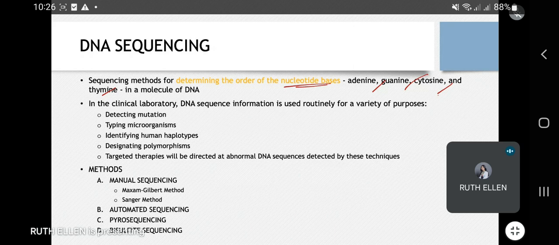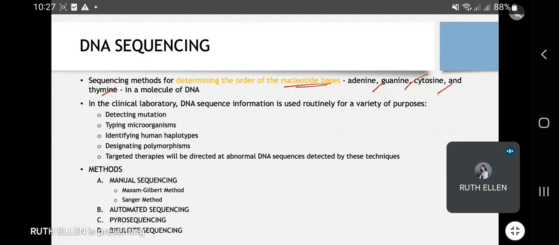So first, no, in detecting mutations. So kapag nagkaroon ng replacement or deletion, no. So for example, yung adenine, instead of sa guanine siya nakabind, nagbind siya sa cytosine. So that is one kind of mutation. So, pwedeng mag-cause yun ng iba't ibang sakit.